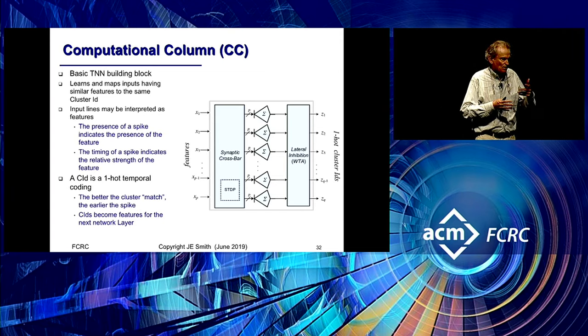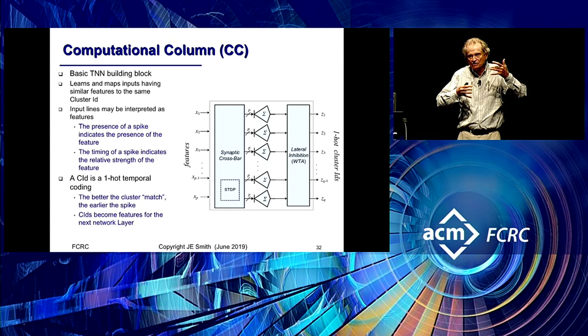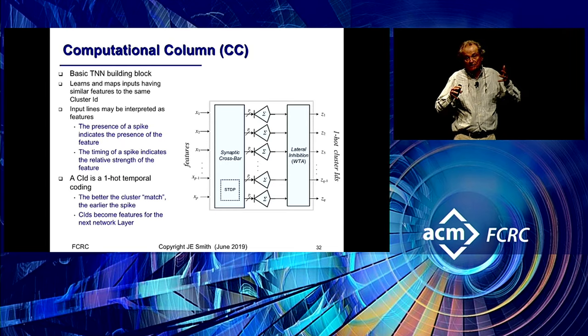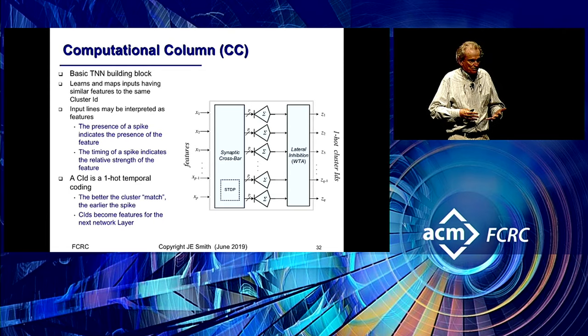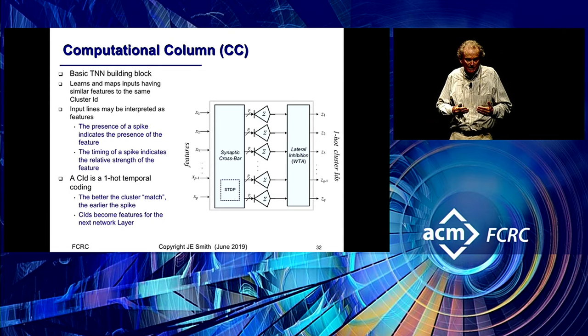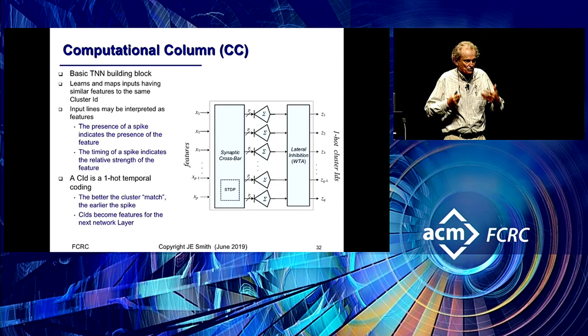Okay. The input lines, if you want to give them a machine learning interpretation, each input line corresponds to a feature. The presence or absence of a spike indicates the presence or absence of the feature. The timing of the spike indicates the strength. The earlier the spike, the stronger that feature.